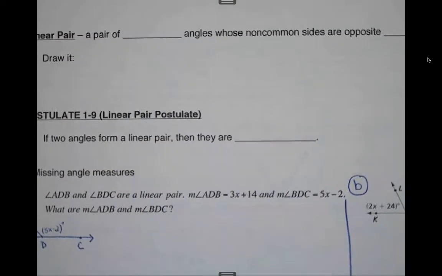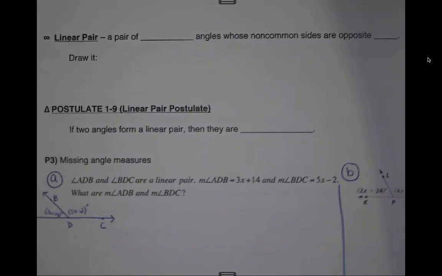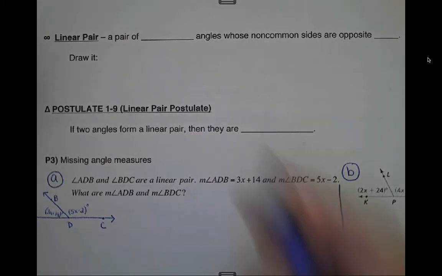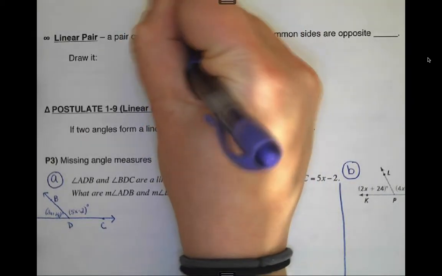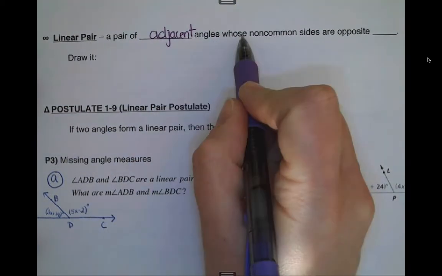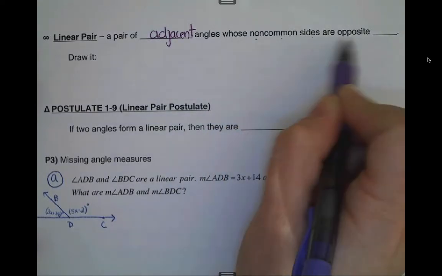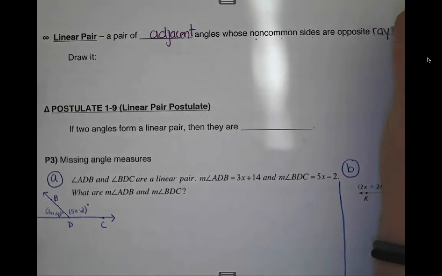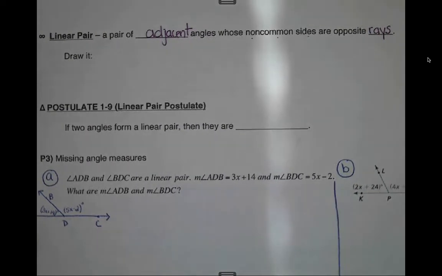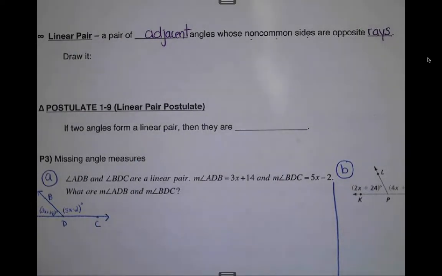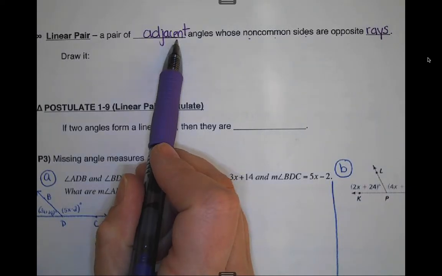Let's turn to the back, and we need to define a new term on the back. This new term is linear pair. A linear pair is a pair of adjacent angles. They have to be next to one another. Pair of adjacent angles whose non-common sides are opposite rays. We know from a previous lesson that opposite rays simply form a line. So these adjacent angles lie next to one another along a line.